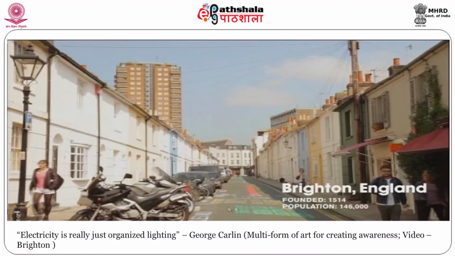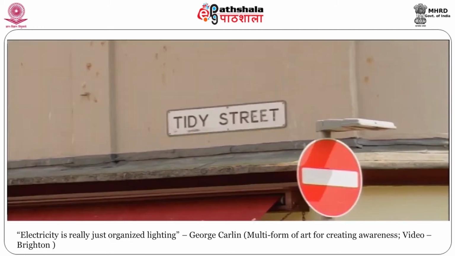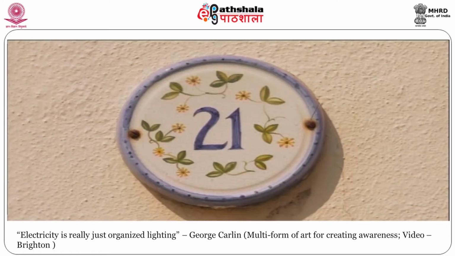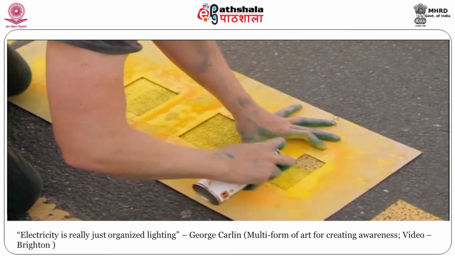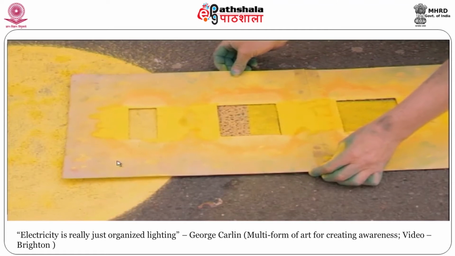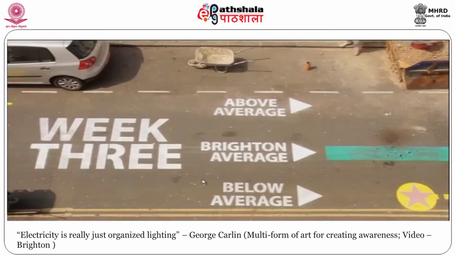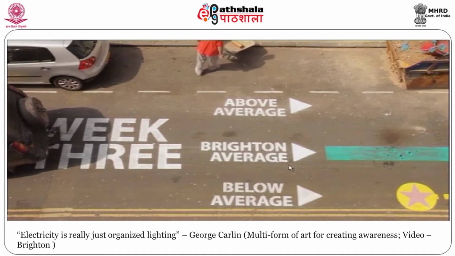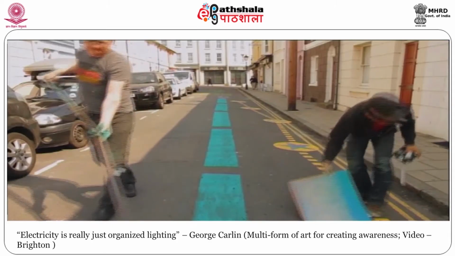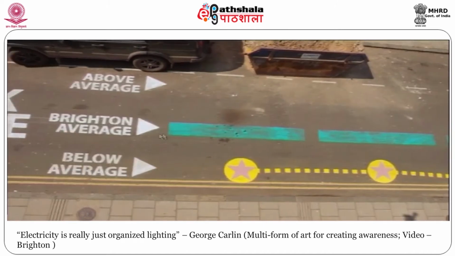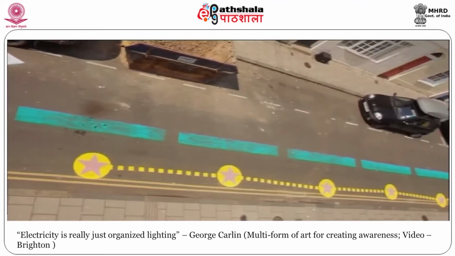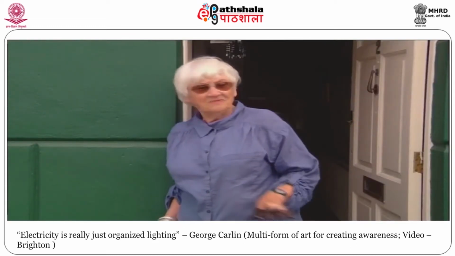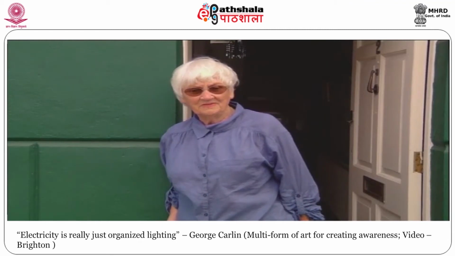So, here you have the usage of electricity in a small city called Brighton in the UK, in Tidy Street. And this street is called Tidy Street, where the activists have used art as a form to reflect and showcase the usage of electricity in Tidy Street when compared to the city of Brighton's average. And this is a reflection of the graph as to how it is going. It's below the average throughout, but constantly rising. The citizens, they define as to how they want the city. They want an ecologically well-to-do city.